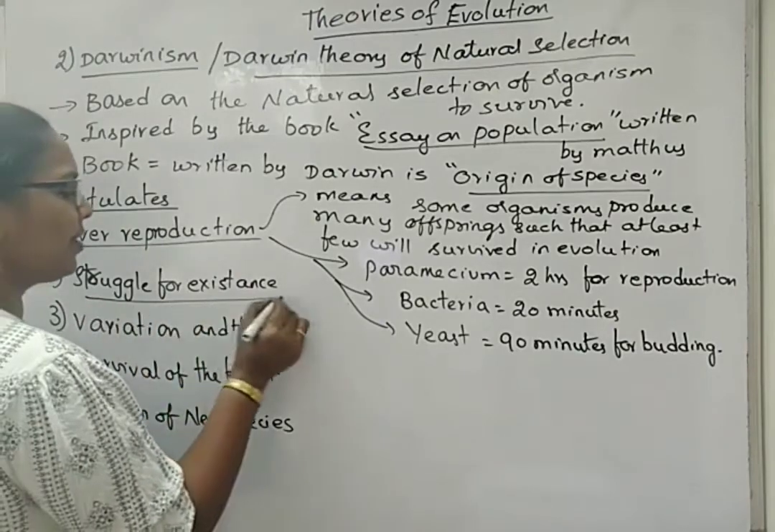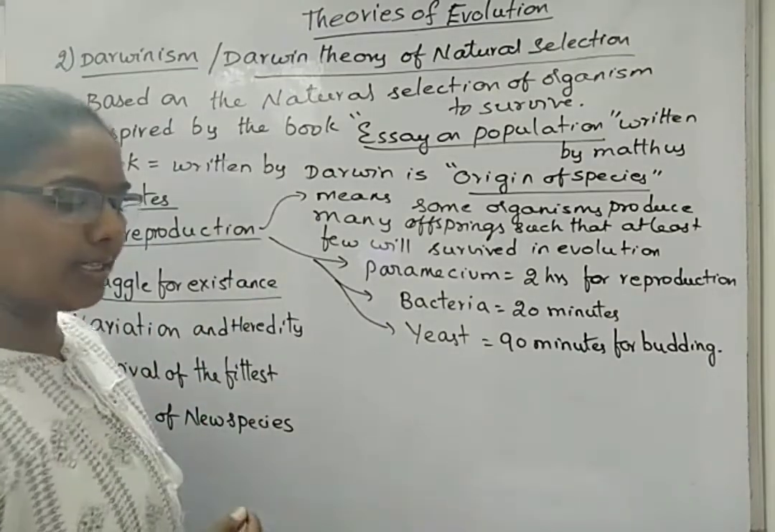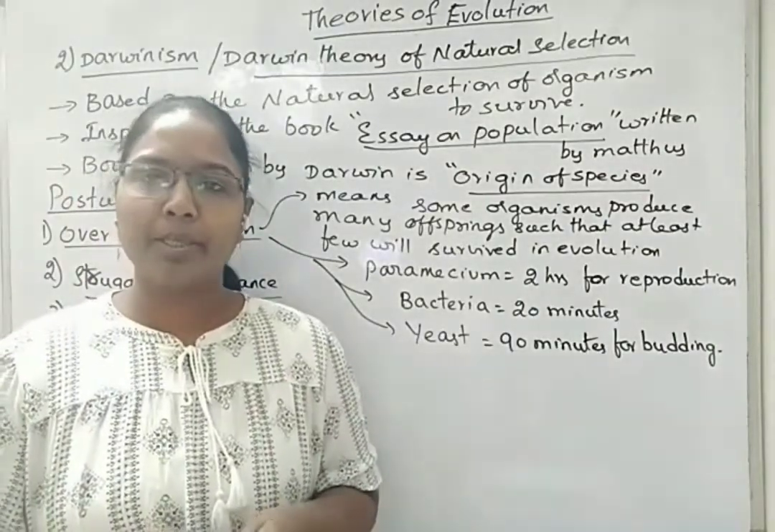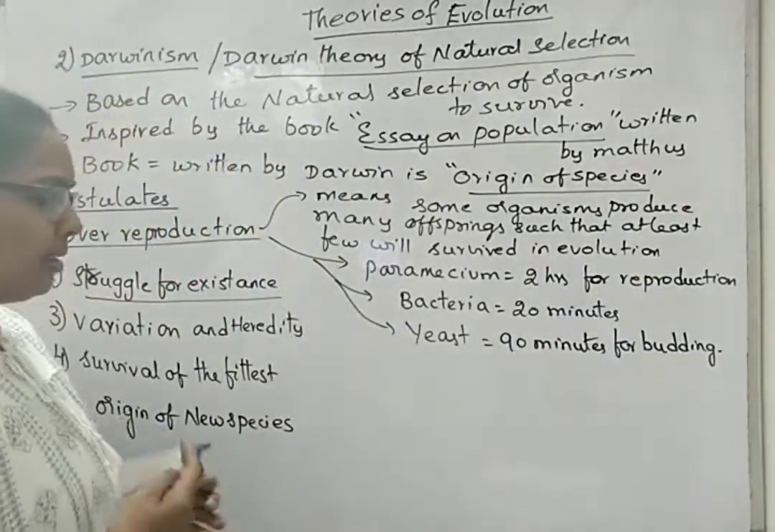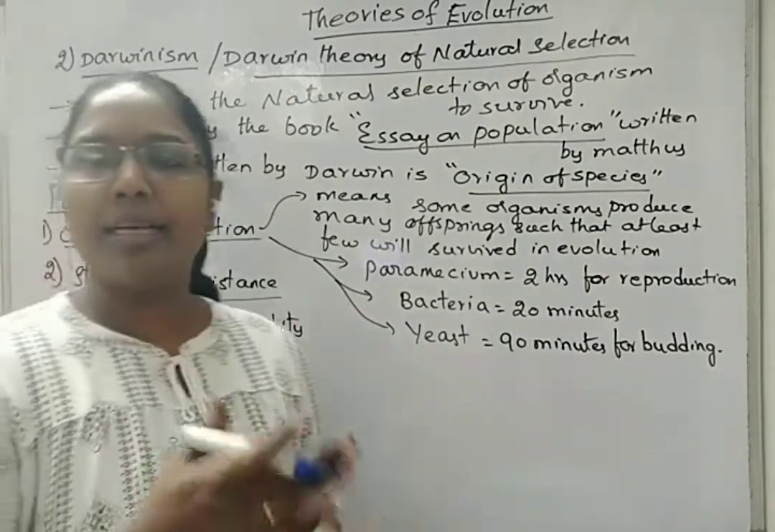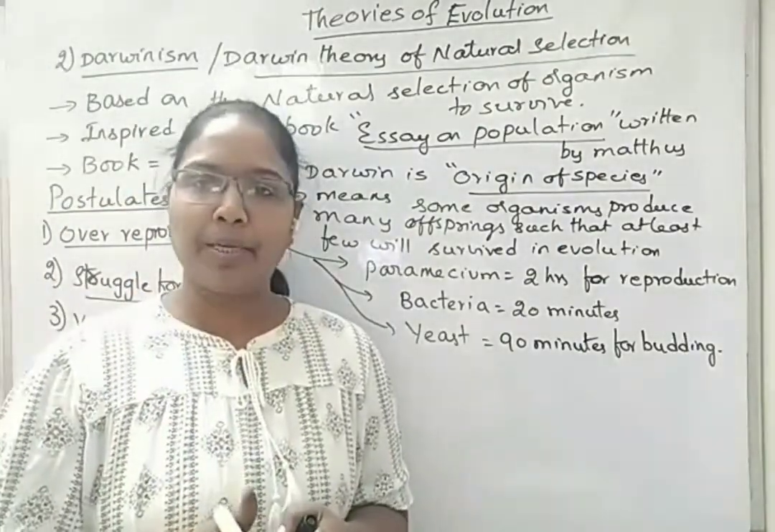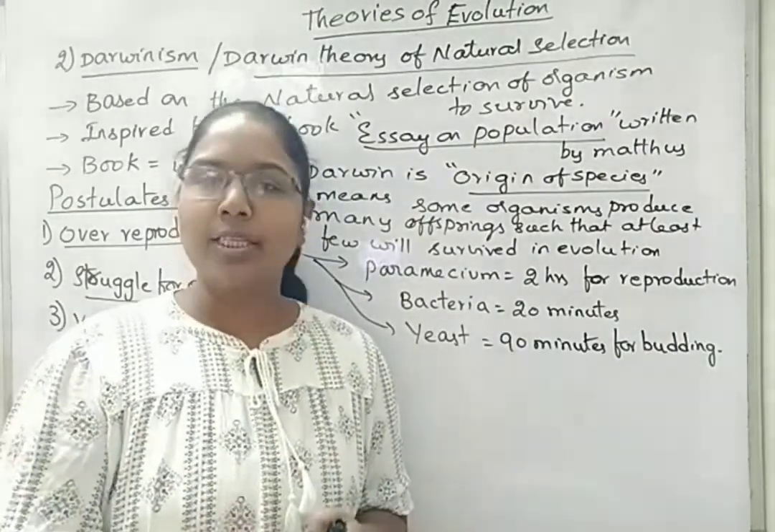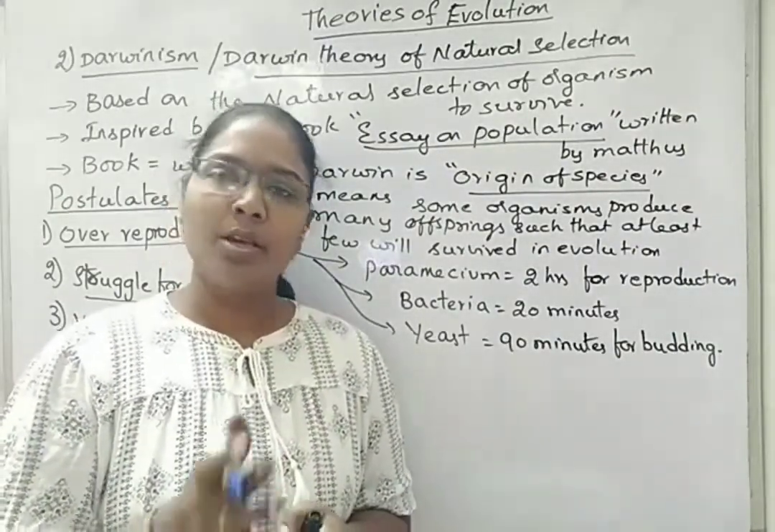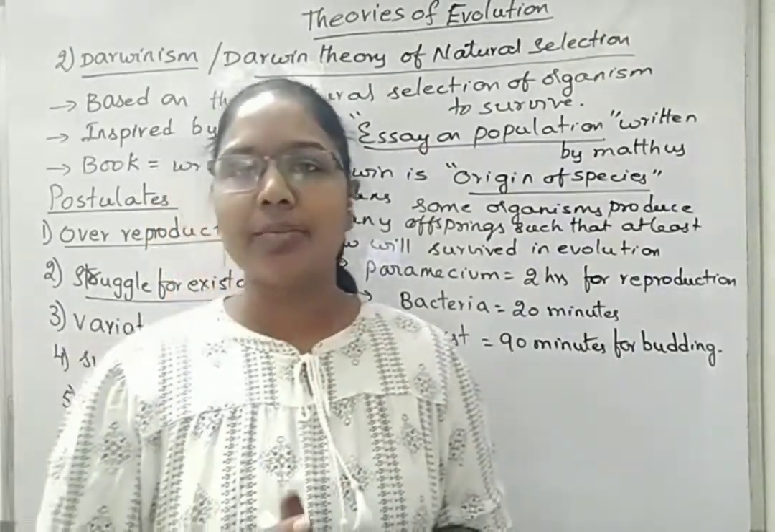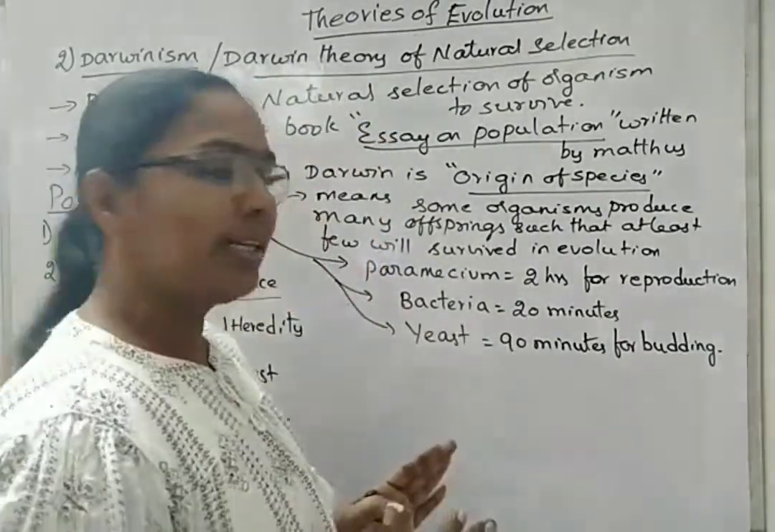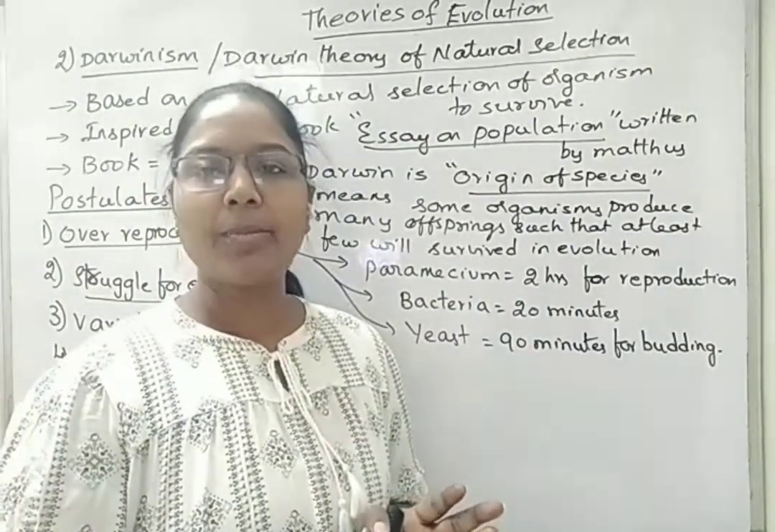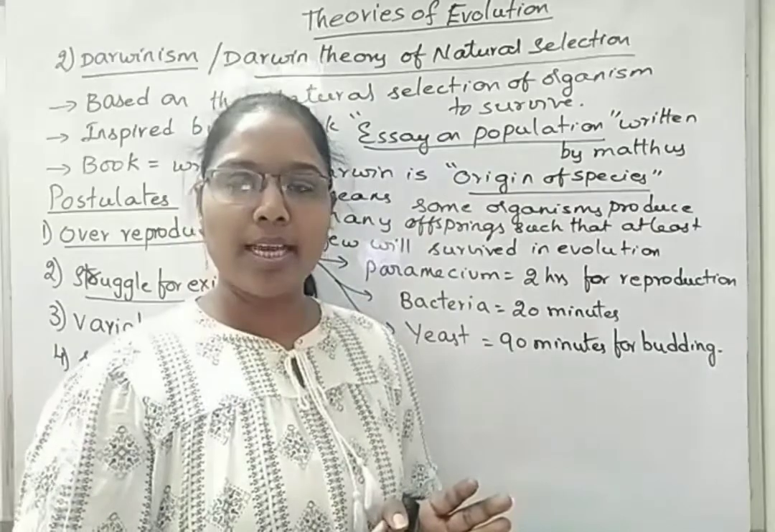Another one, struggle for existence. All the organisms may not get sufficient food available in that particular habitat, and also space. If the number of organisms is more in a particular area, then there will be less space for the next generations or the existing organisms themselves. So in such conditions there will be scarcity of food and space for the organisms' survival.